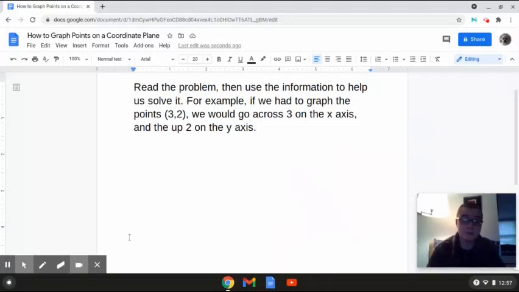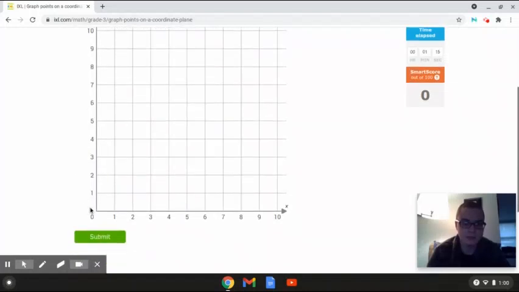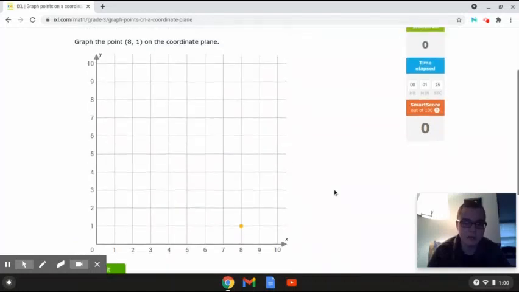So let's try a few problems together. This first problem reads, graph the point 8, 1 on the coordinate plane. If we look here, this is the x-axis and this is the y-axis. If we go across on the x-axis by 8, that's here, and if we go up on the y-axis 1, that's here. So this is the point that is graphed for 8, 1 on the coordinate plane, and that is how to solve this problem. Let's move on to the next one.